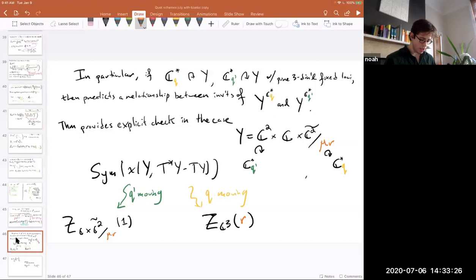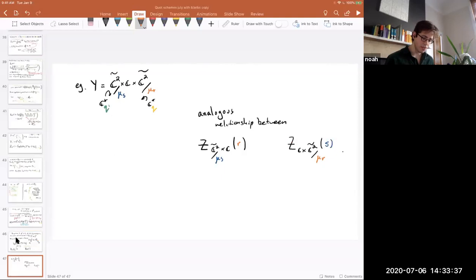And similarly, one can also take a quotient by some finite cyclic group on this first factor, right? So there's no reason I can't do that. And then I would get an analogous relationship between quotients of rank R sheaves on an A_{S-1} surface times C and quotients of rank S sheaves on an A_{R-1} surface times C. And both of these would be related again to extracting some piece of the plethystic exponential of the character of this bundle over the fivefolds.